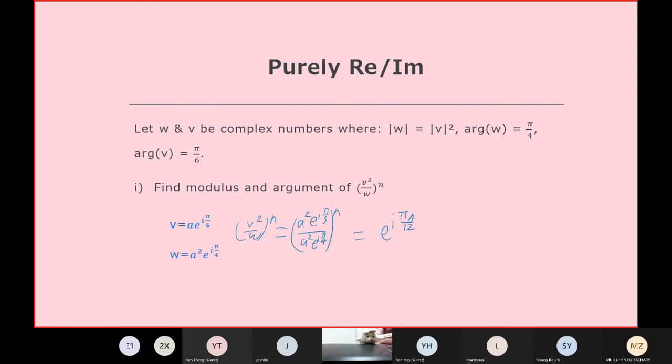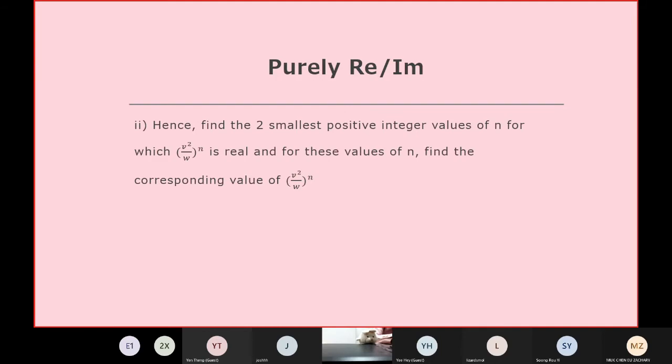Put them together, and you get e^(i pi n over 12). So our modulus is 1, our argument is pi n over 12. And they are saying that we want this to be real, and for these values of n, find the corresponding value of (V squared over W)^n. So we know that (V squared over W)^n is e^(i pi n over 12), so it's not a big deal.